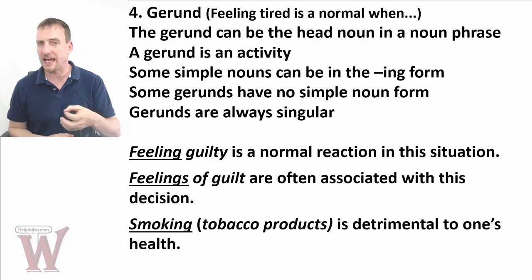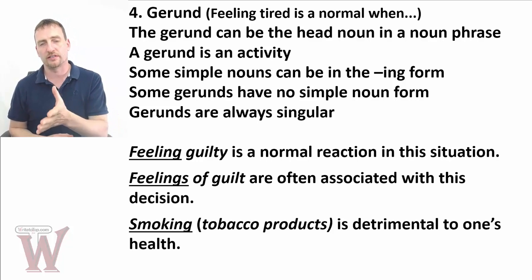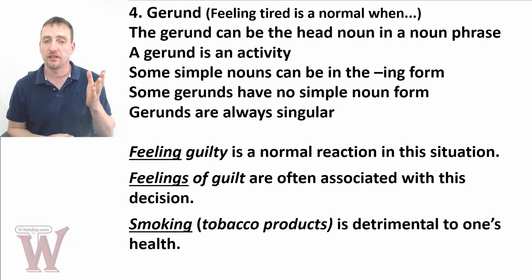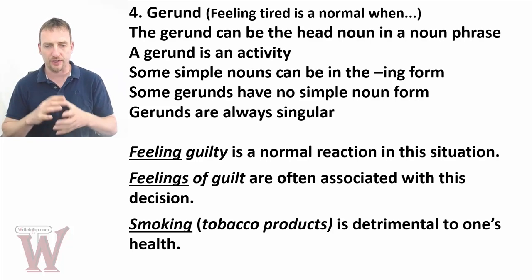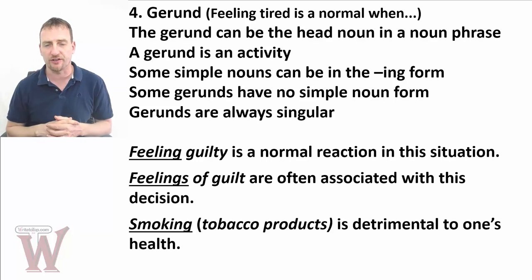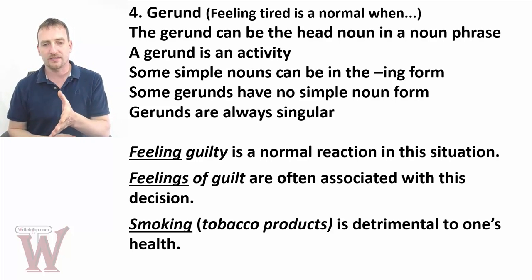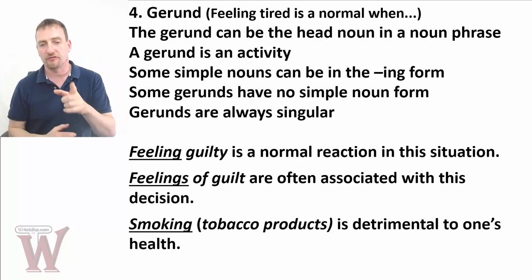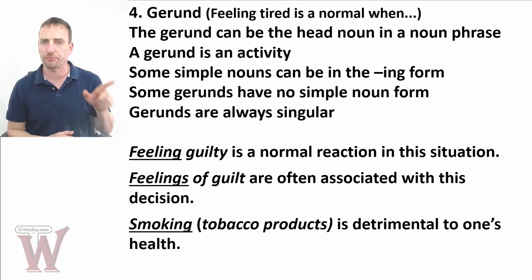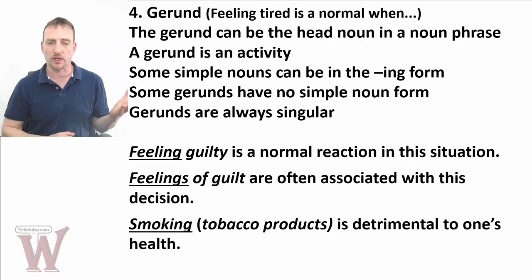Now, because it's a simple noun and because it can take a plural, it is matched with a plural verb. Feelings are often. Are. Now, smoking is detrimental to one's health. Smoking doesn't have a simple noun. It's always this activity of putting a cigarette in your mouth, okay? Smoking is. Now, if you want to have a gerund phrase, smoking tobacco products, remember, the verb is not going to agree with products. It's going to agree with the head noun, in this case, the gerund, smoking. Smoking is detrimental. Smoking tobacco products is detrimental to one's health.